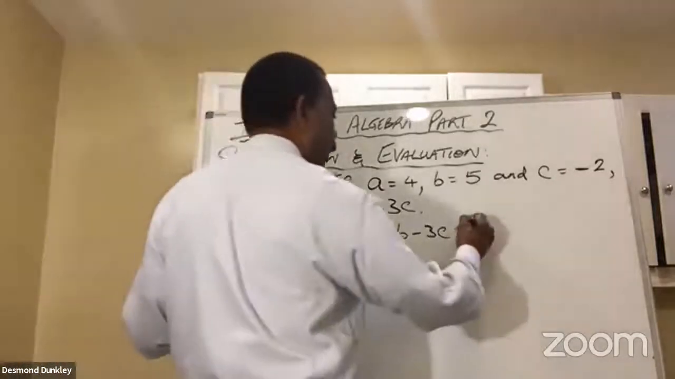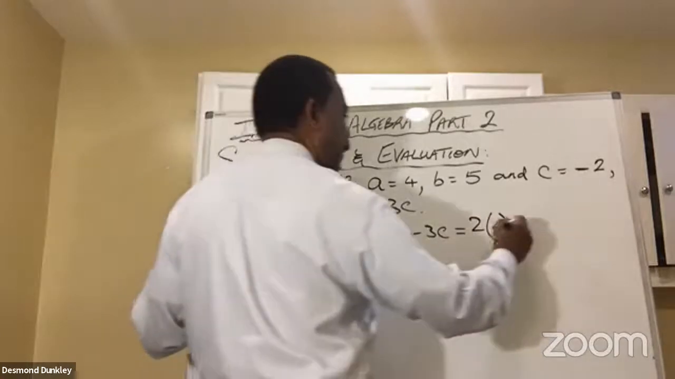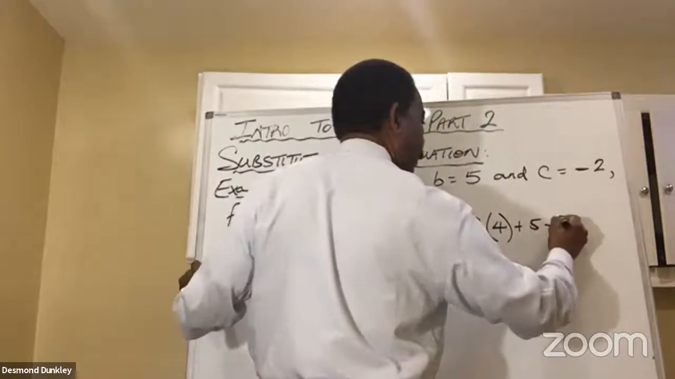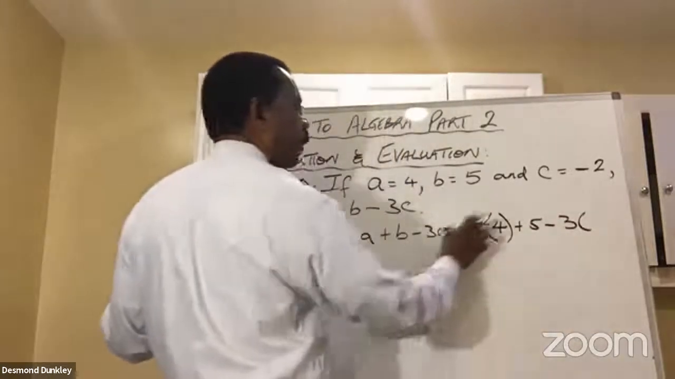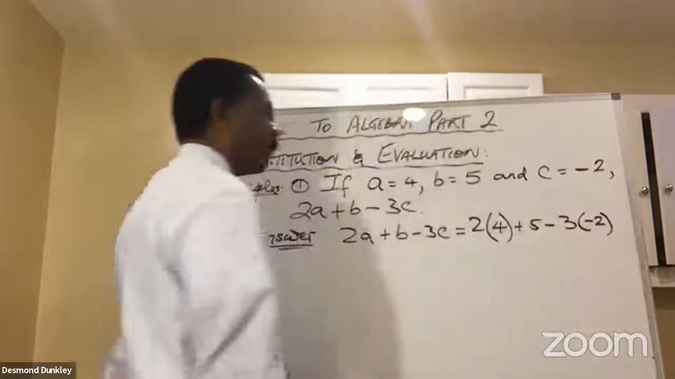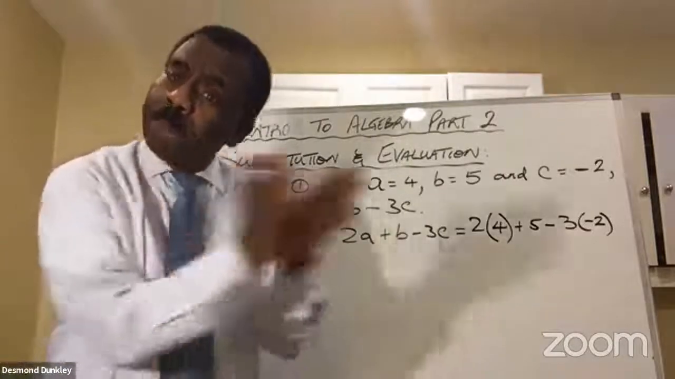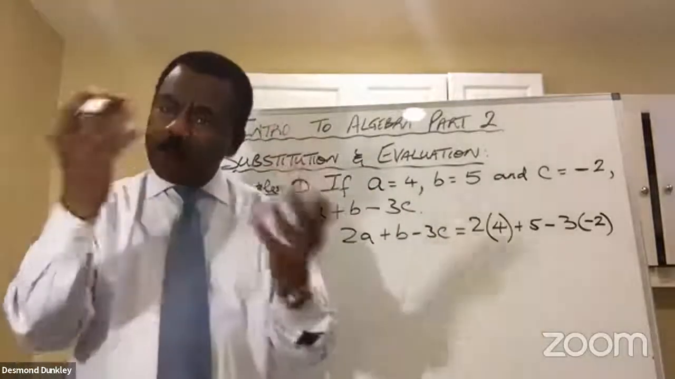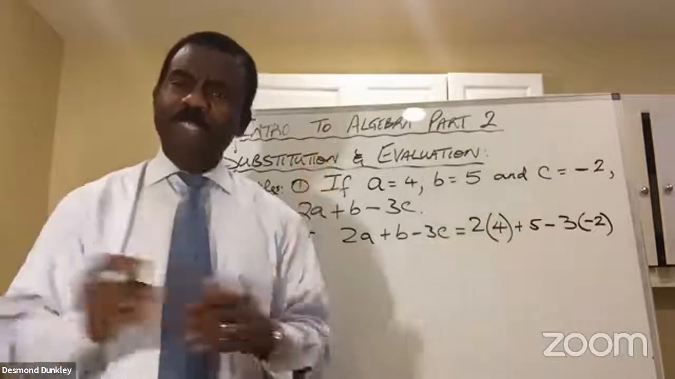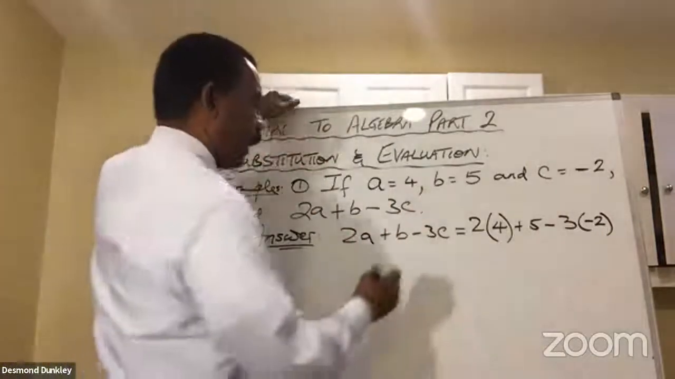So here we go. It's 2 times 4 plus 5 minus 3 times C. What is C? Negative 2. Now, one of the first lessons we did way back a few weeks ago was working with negative and positive numbers and also order of operations. So those things now are going to come into play as we do these examples.